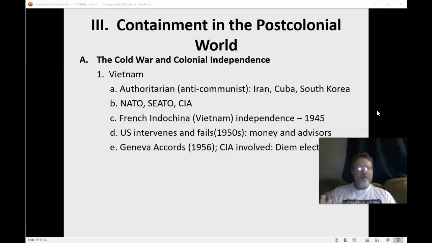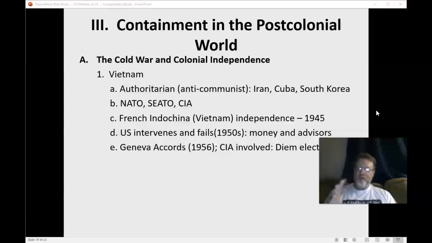We're going to stop the communists, and we're going to give Vietnam independence, which is sort of what we claim we're there to do: foster democracy and leave them alone. So finally, through the whole treaty negotiation, the French walk away, the Geneva Accords are passed, and it partitions Vietnam into two parts. We get North Vietnam and South Vietnam.